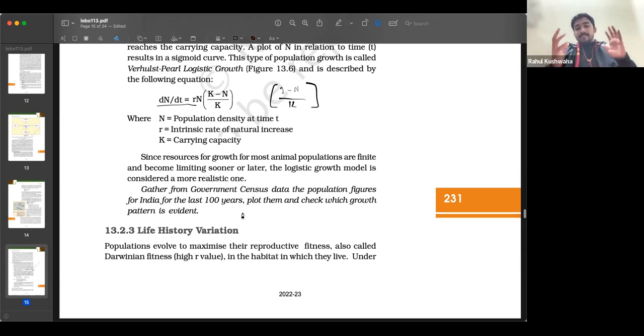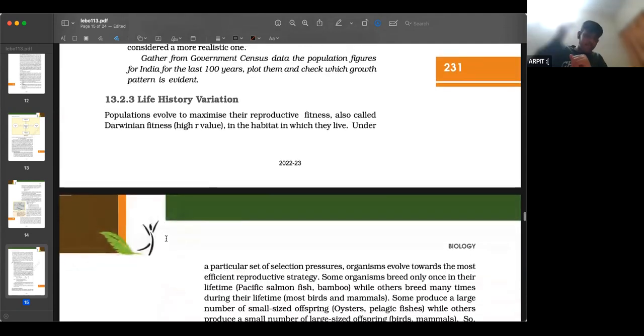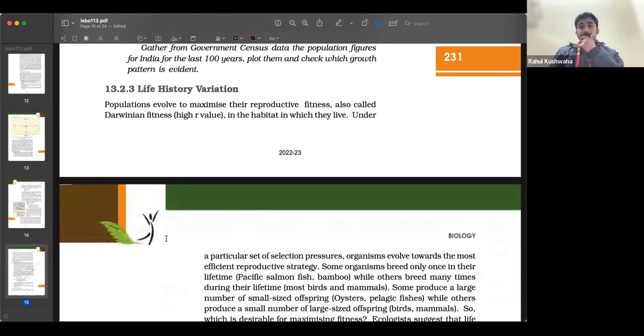Anyway, so why is this important? Because government census data of the human population is taken, and then the plot is plotted exactly using this logistic growth model, and then we predict a value that this could be India's population in 2022, and this is India's population the next year. Okay? Any doubts? I'll stop here for a minute if you have any doubt. Kulsum, do you have any doubt?